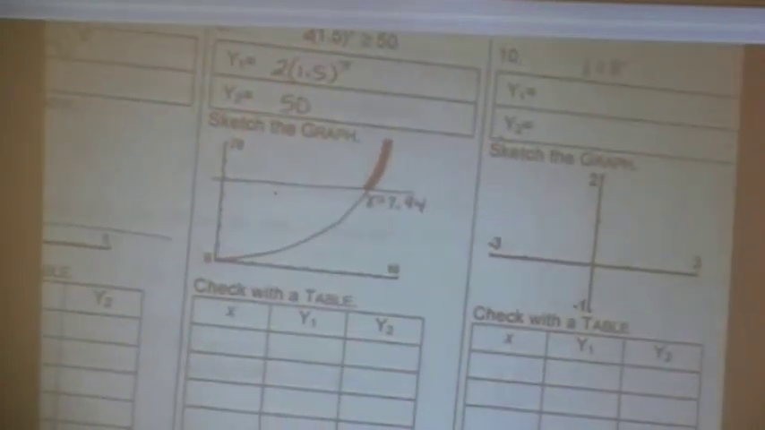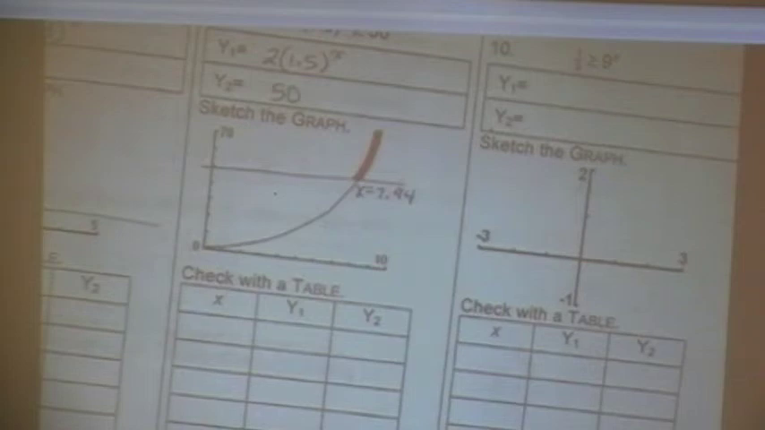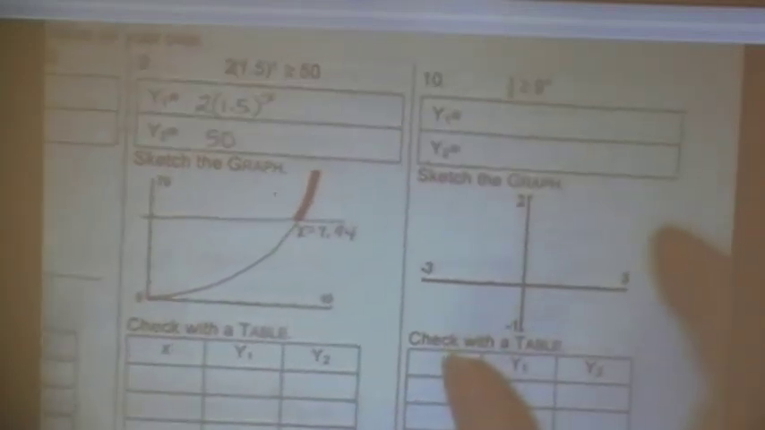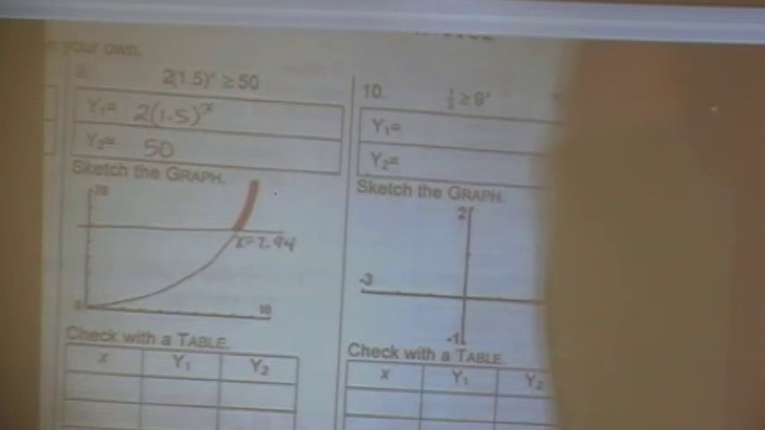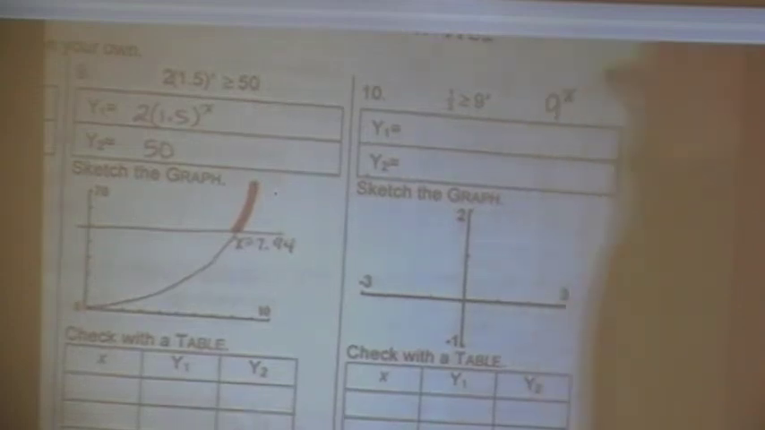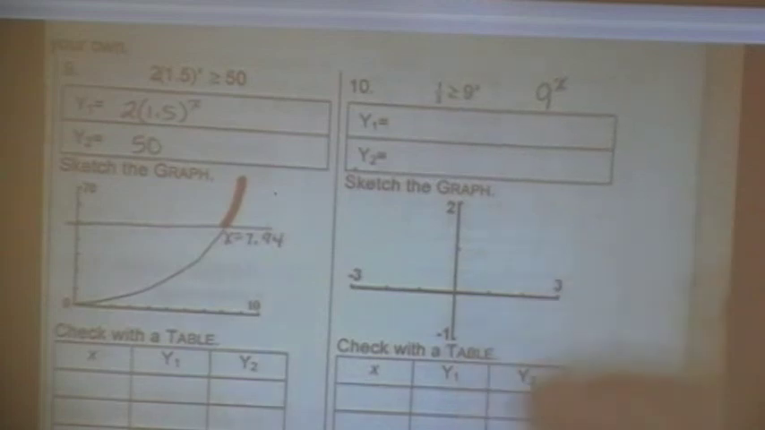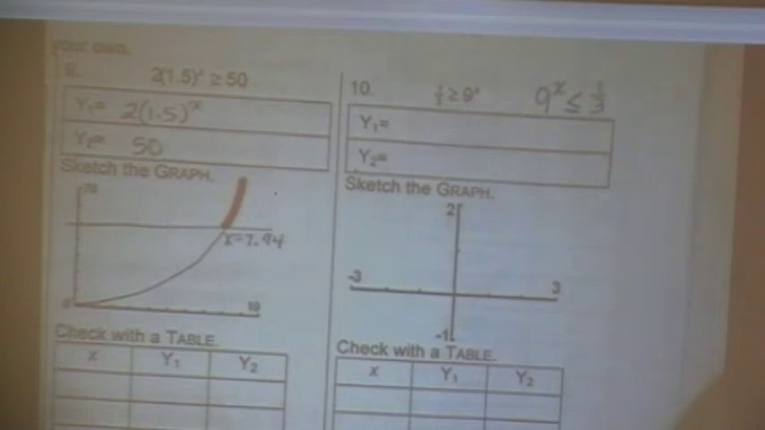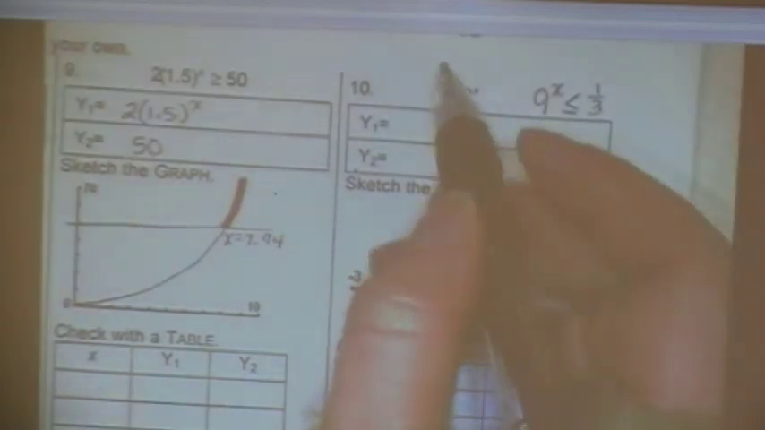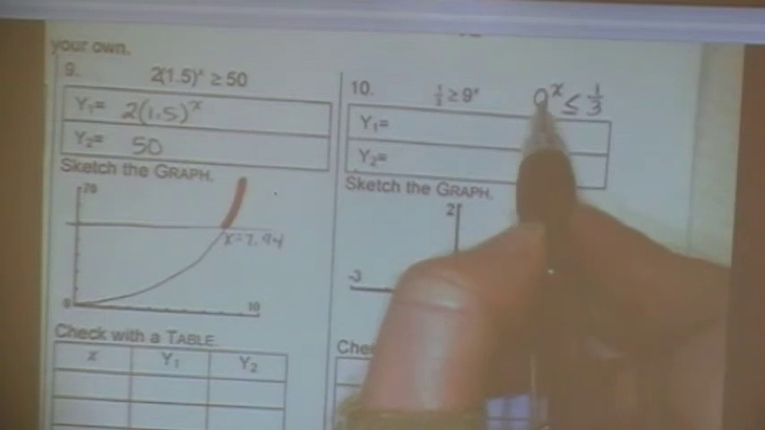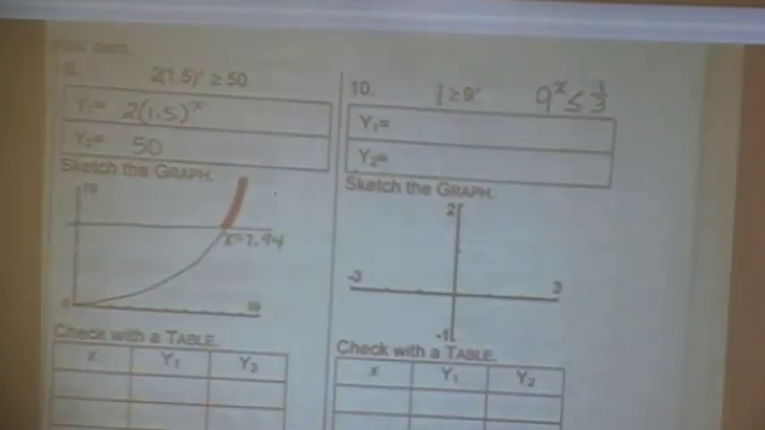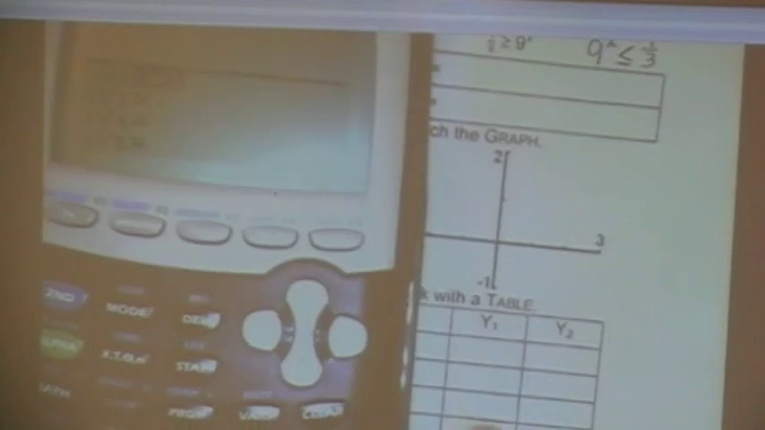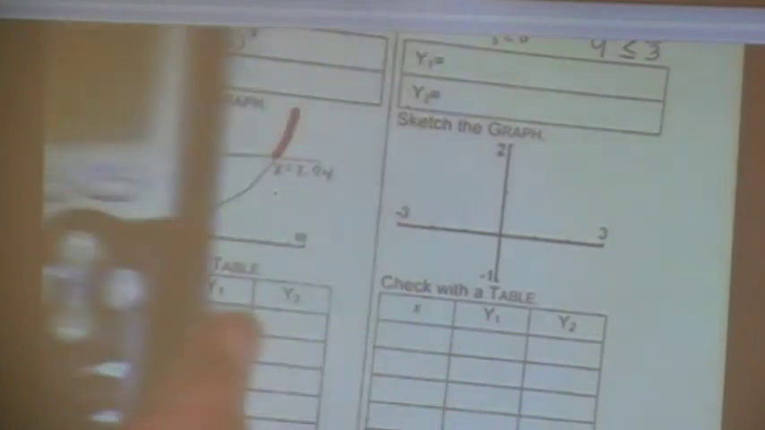Okay, on number 10. Just because we're used to the exponential being first, I am going to rewrite this. You do not have to. You'll get the same answer, but I just think it's easier to rewrite this so that 9 to the x power is on the left, is less than or equal to 1/3. I just flipped it over. The point still has to point to the 9. I just think it's easier to read that way. So now I have 9 raised to the x power, that's going to be my y1.